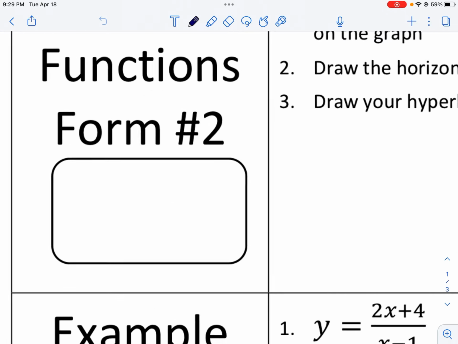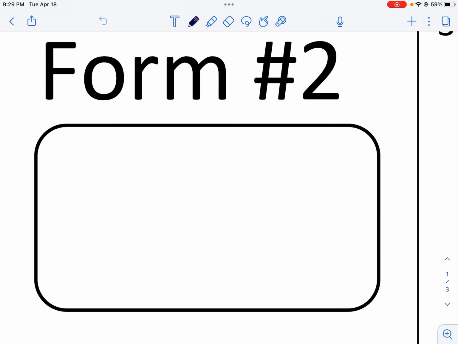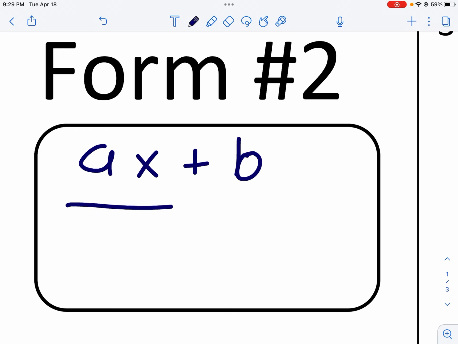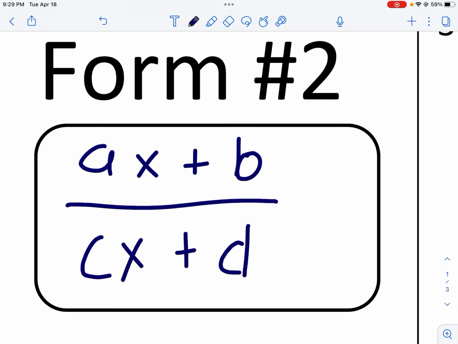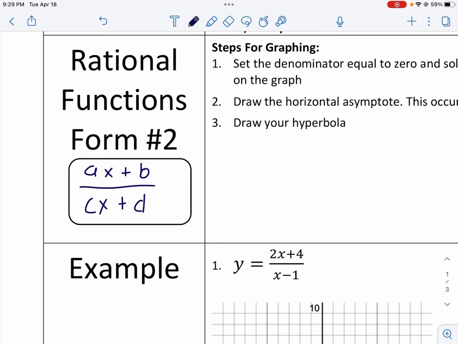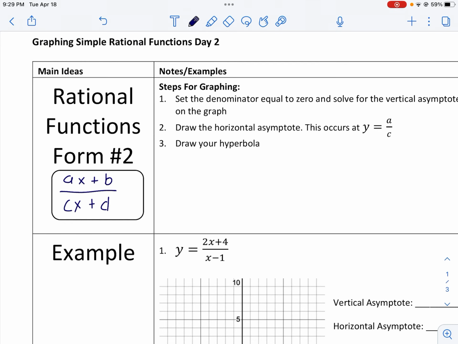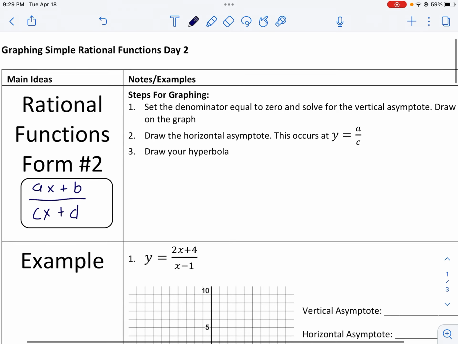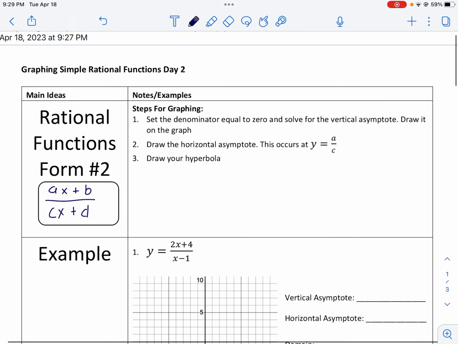So functions in this form are going to look like this, okay? It's just going to be one fraction, and you're going to have a linear function on top and a linear function on bottom, right? So A, B, C, and D, these could all be numbers. Now, you're basically going to graph it the same way as we did yesterday. The most important thing is getting the two asymptotes and getting those on the graph, and then just plugging a number in and getting your 2 points.